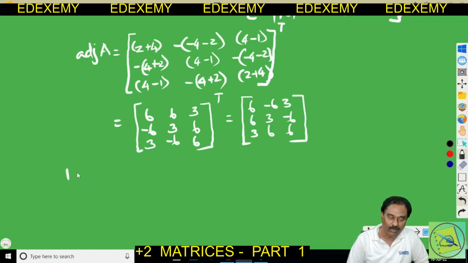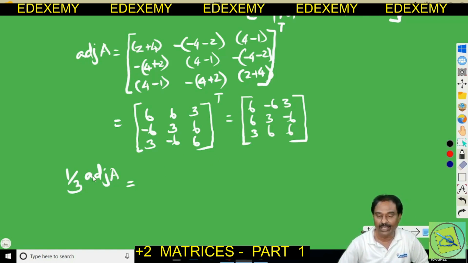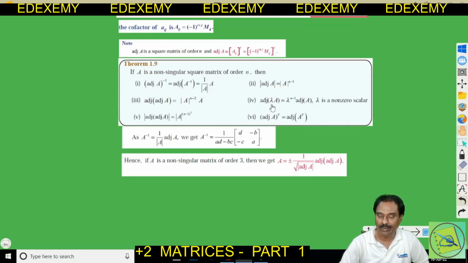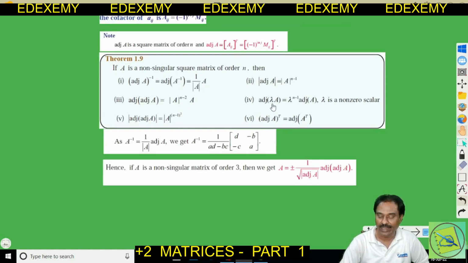Here you should remember one thing. It is not 1 by 3 into adjoint of A. There is a difference between 1 by 3 adjoint of A and adjoint of 1 by 3A. So here we have to remember one rule. If you find the adjoint of a constant multiplied by a matrix, then there is a theorem, there is a rule. What is that rule?